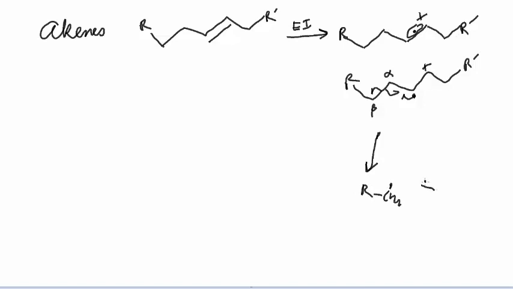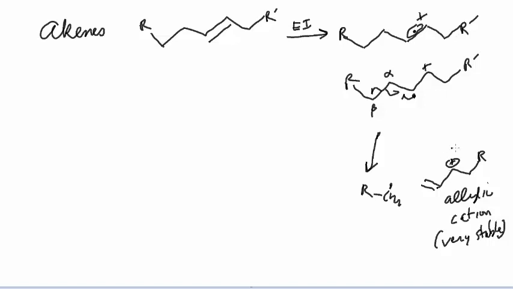And this allylic type of carbocation, allylic cation. It's very stable. And that's part of the driving force for this particular fragmentation result. The allylic cation is going to show up as a fragment signal in the mass spectrum.